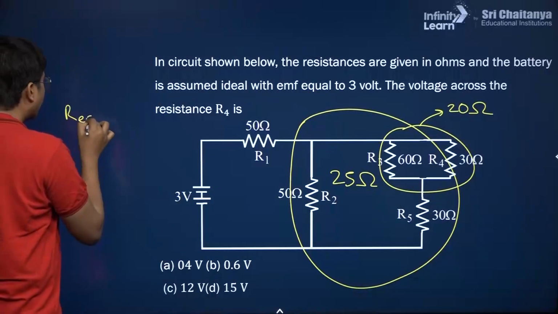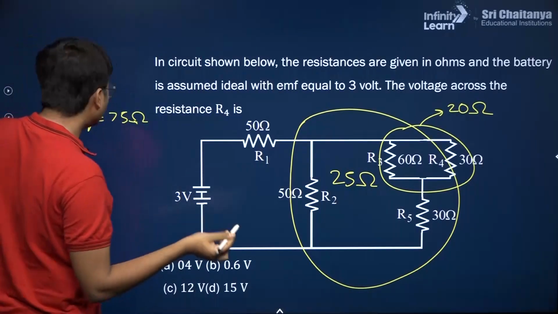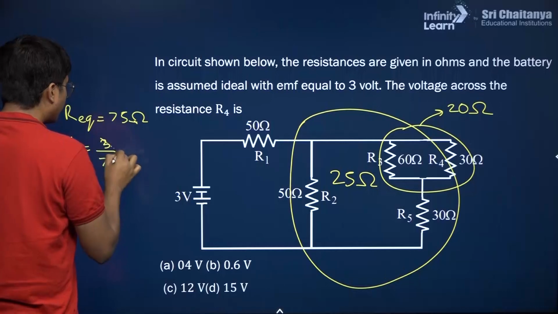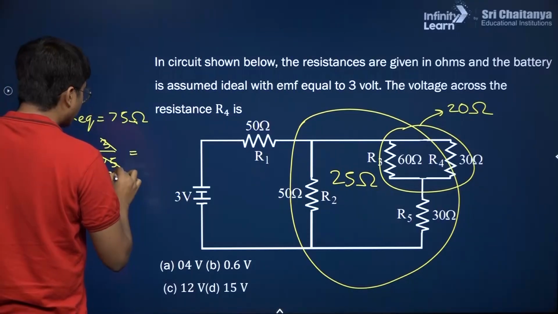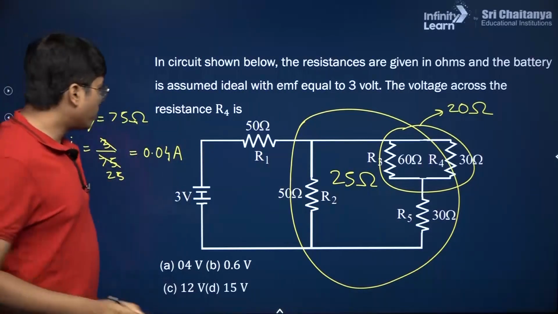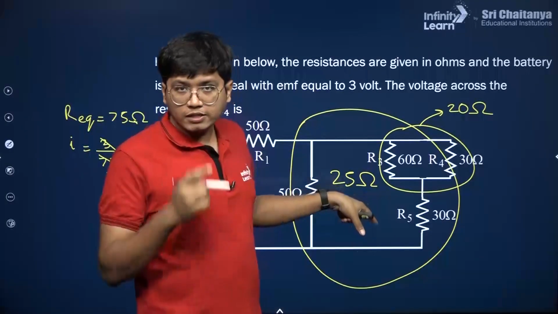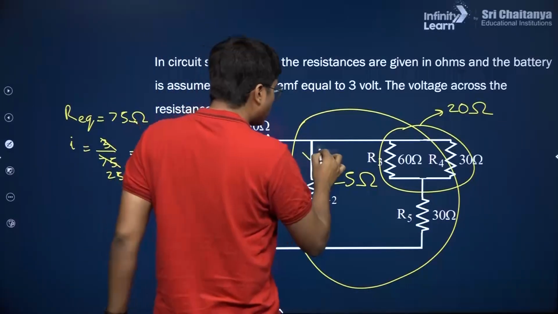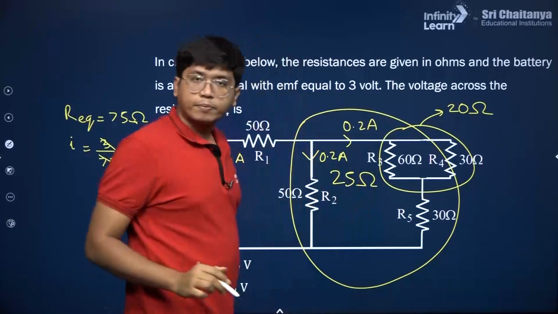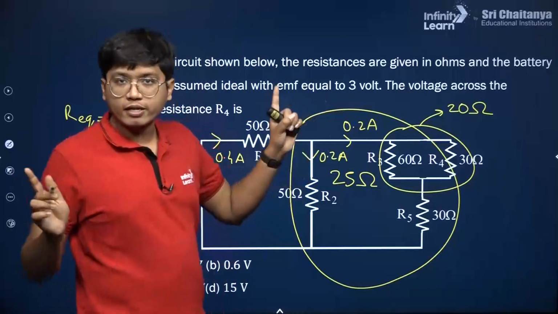So R equivalent is 75 ohms, which means the current I is equal to V by R, that is 3 divided by 75. Cut this out, you have 1 by 25, that is equal to 0.04 amperes. Now this 0.04 amperes flows through here. As it comes to this parallel branching, the distribution is going to be equal. This is going to get 0.02 amperes, and this is also going to get 0.02 amperes. Why? Because the equivalent of this part is 50 and this part is also 50. That is why current divides equally.